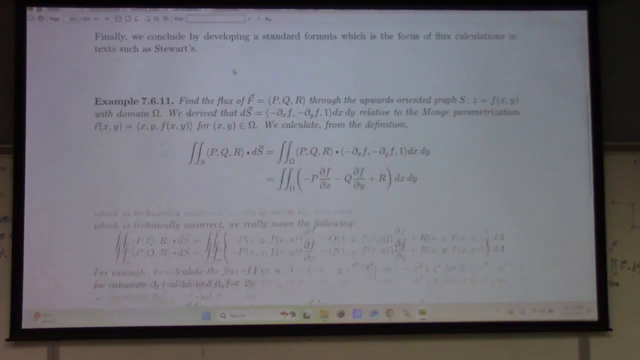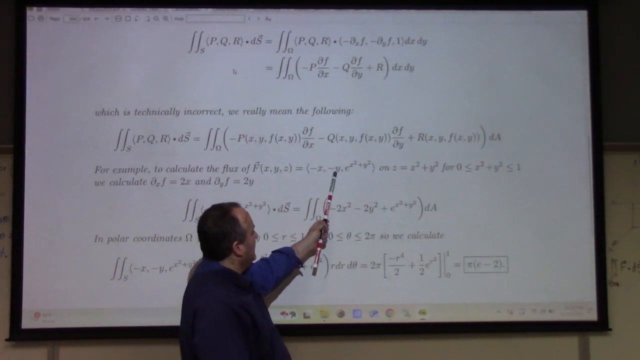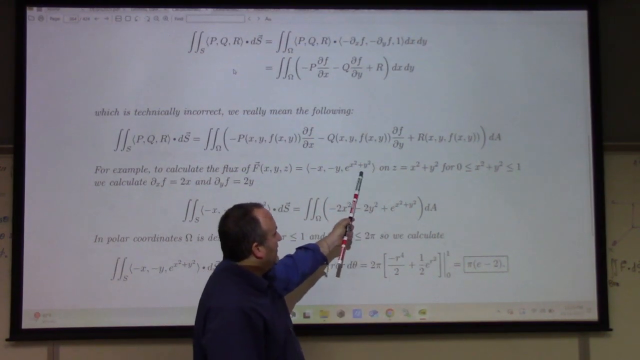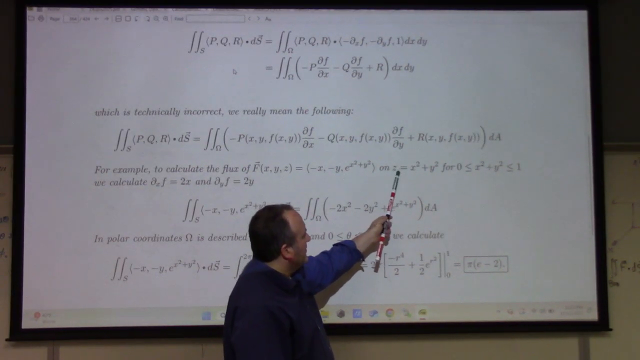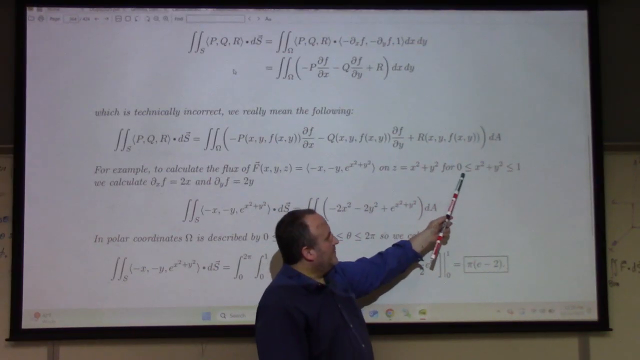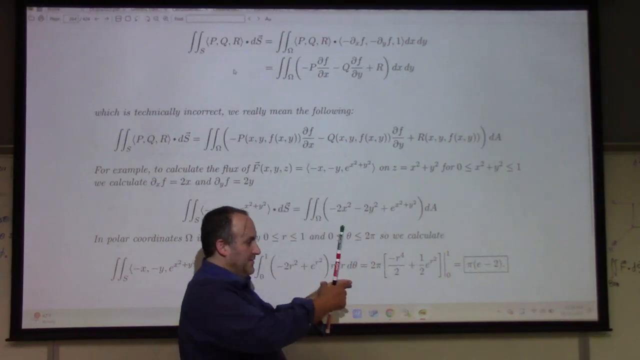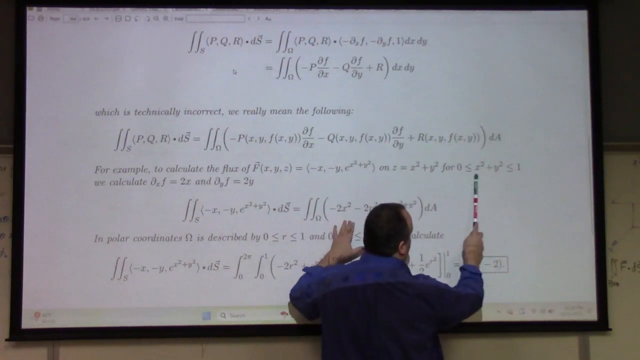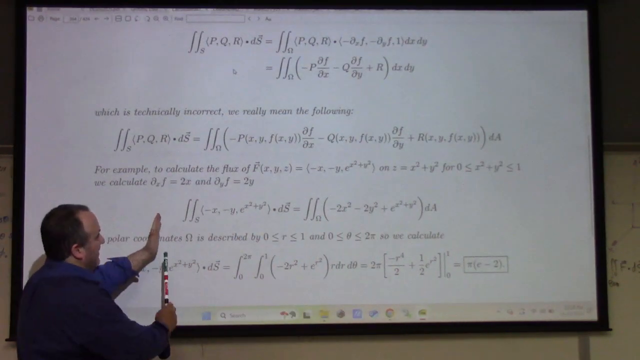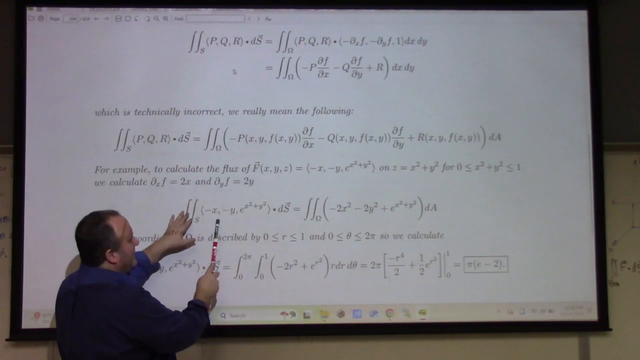The last example here, I actually work out the integral of a vector field. So here's the vector field, minus x, minus y, e to the x squared plus y squared. And I'm doing it over the graph, which is the paraboloid, right? Circular paraboloid, I think. And the shadow of it is the unit disk here, right? Because we're looking at the paraboloid that opens up, and it's from 0 out to radius 1 in terms of the domain.